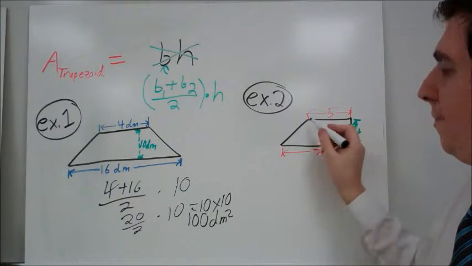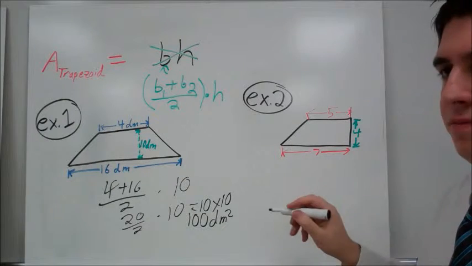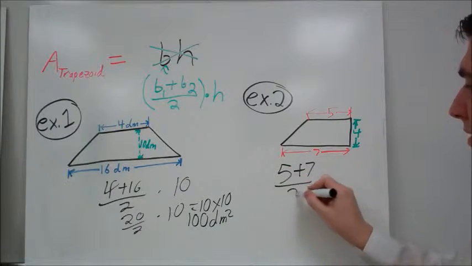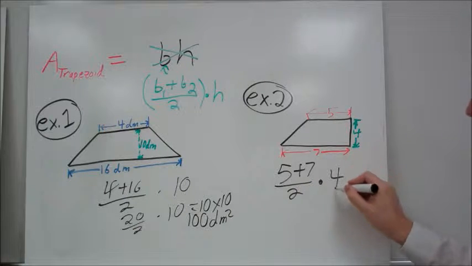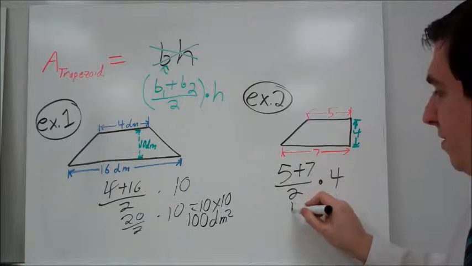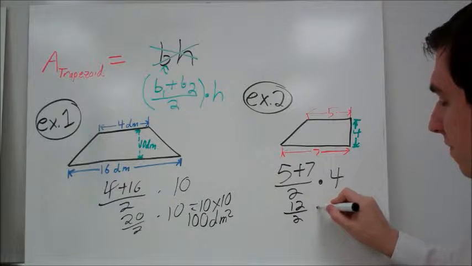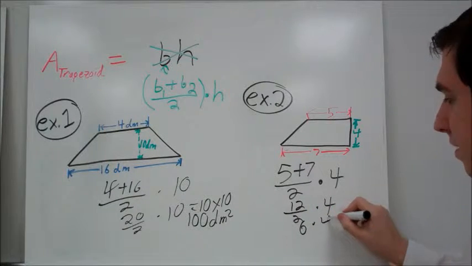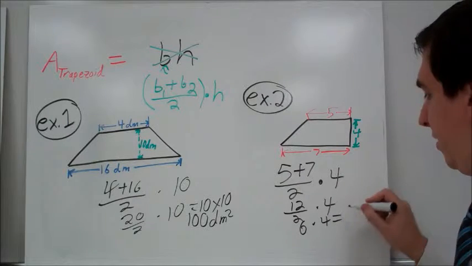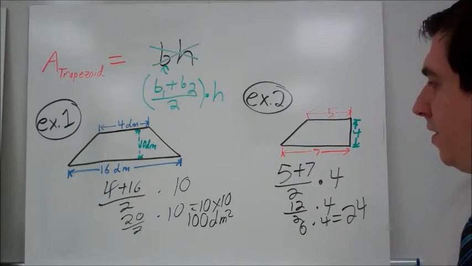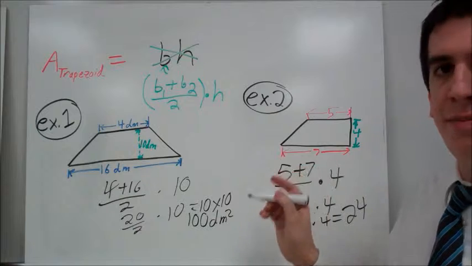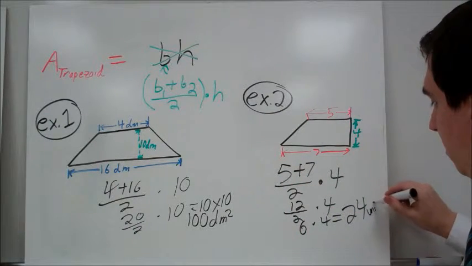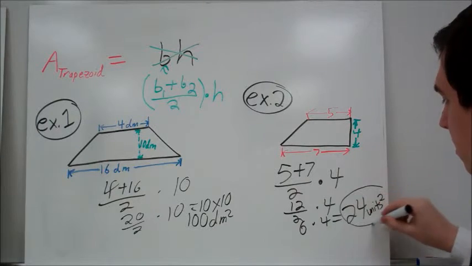We have a base of 5 and a base of 7. So let's try to plug those numbers in. 5 plus 7 over 2 times 4. 5 plus 7 we can simplify as 12 over 2. 12 divided by 2 we know is 6. And 6 times 4 is 24. Is this decimeters or centimeters or inches? We're not sure, so we're going to put units squared.